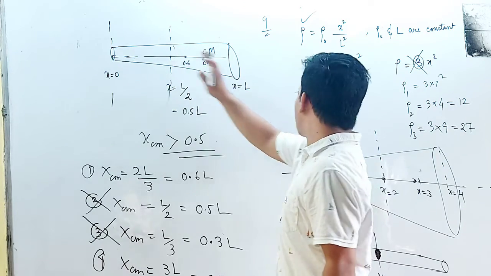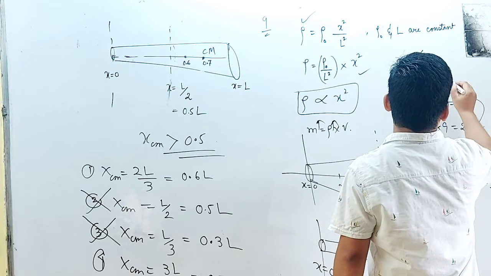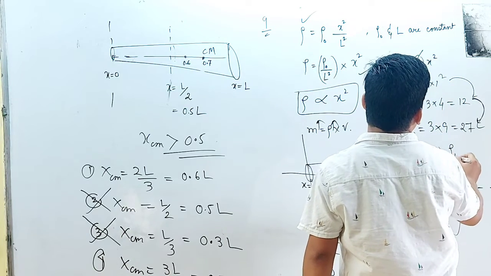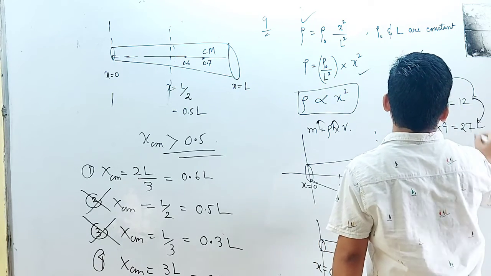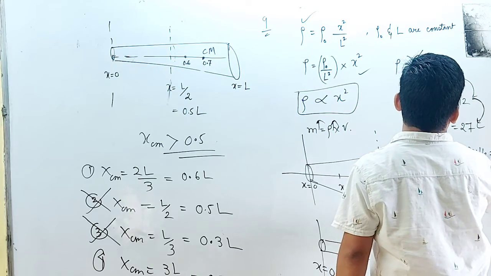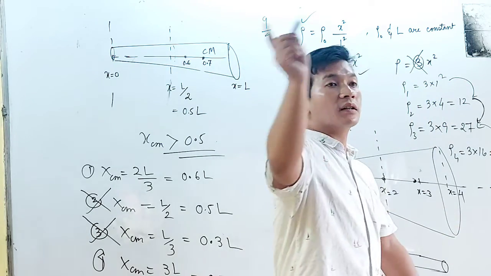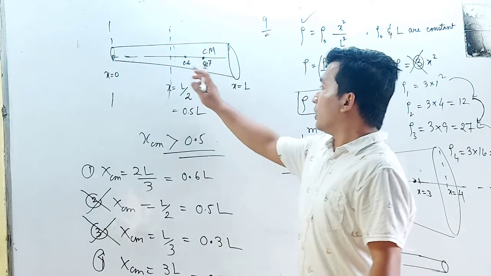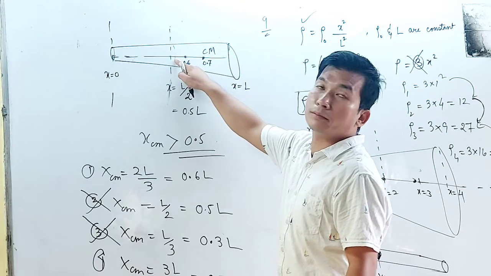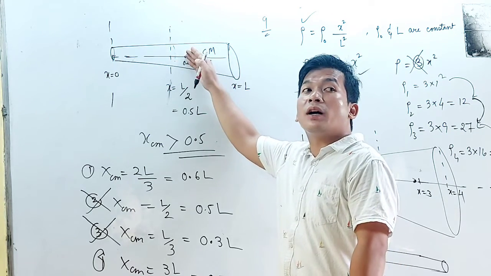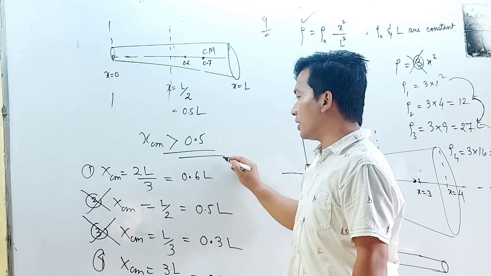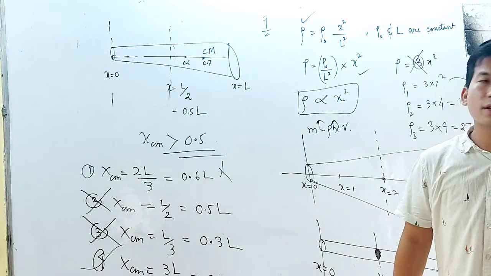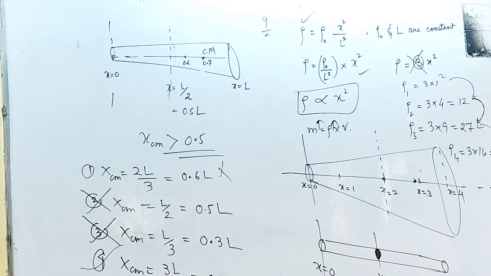But according to our equation, as the mass increases, the change increases: from 3 to 12, from 12 to 27. For row 4, it is 3 into 16, which is 48. As the mass increases, it repeats like a geometric progression. Your center of mass cannot be just near your midpoint; it must be somewhat to the right of it. Here this is also eliminated. Our most likely answer will be option number 4, 3L by 4. Got that?